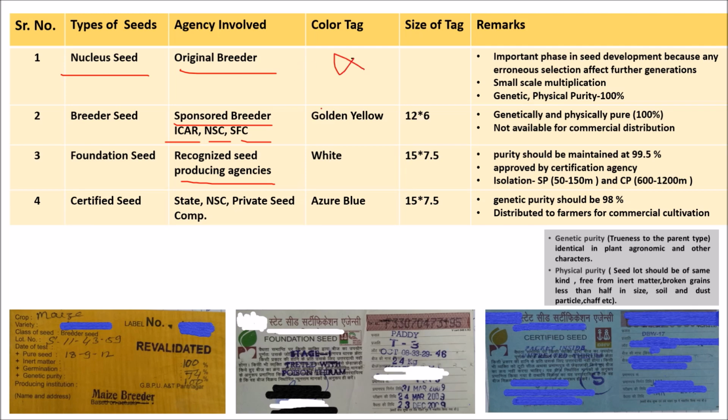Nuclear seed has no tag color. Breeder seed is generally golden in color. Foundation seed is white in color. Certified seed has a color called azure blue. The different sizes of the tags are also mentioned here.